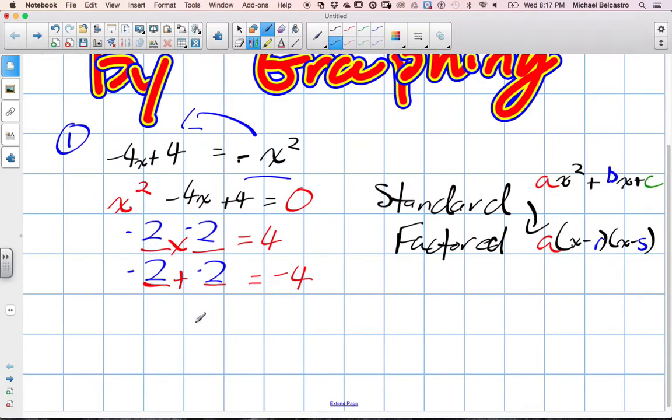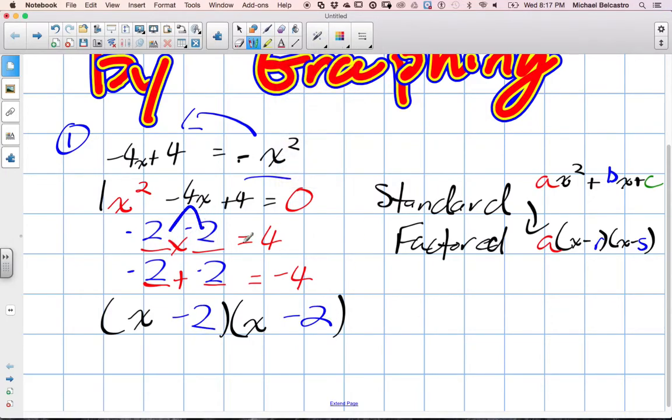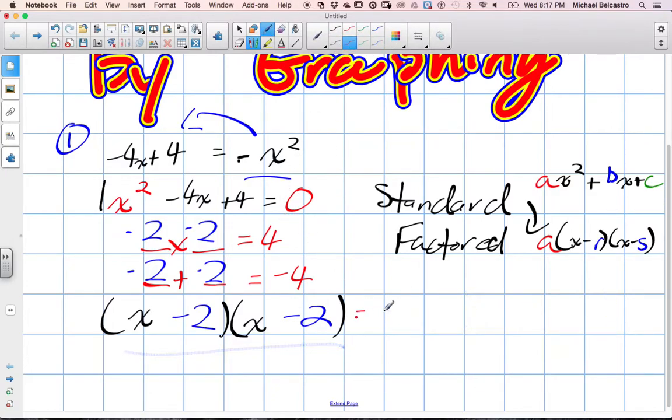Instead of having to do the whole decomposition, because the a value is only 1 here, I just have to put an x in each bracket. Have you guys learned this trick before? No? You could have done this the same way through decomposition, where you would have split this into negative 2x, did the common factoring of both, and you would have ended up right here. This is just a little shortcut. And don't forget that this is still set equal to 0.